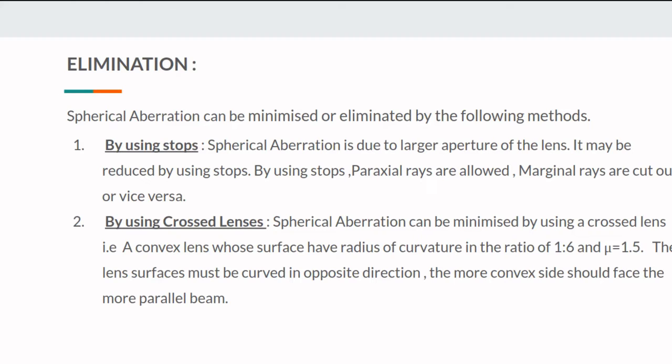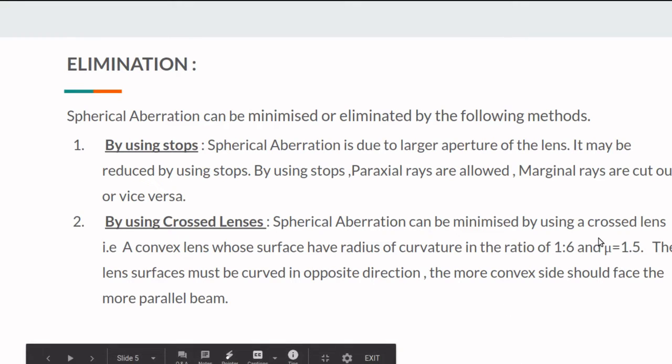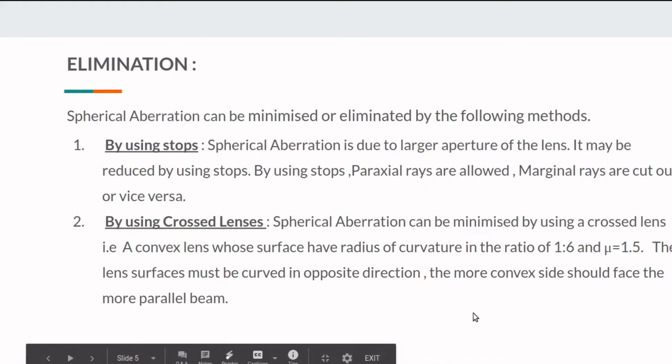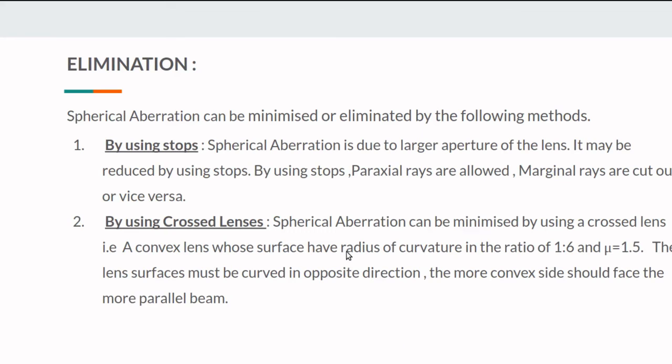A crossed lens is one made of a material of refractive index 1.5, where the radii of curvature R1 by R2 are in the ratio of 1:6. Then the spherical aberration is eliminated. The lens surfaces must be curved in opposite directions. The more convex side should face the more parallel beam, that means among the incident rays and refracted rays, whichever ray is parallel, the convex side should face that side.